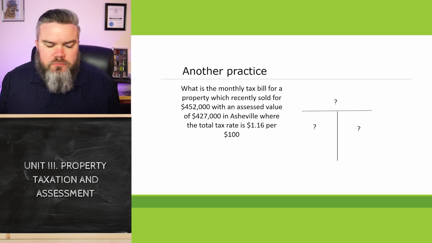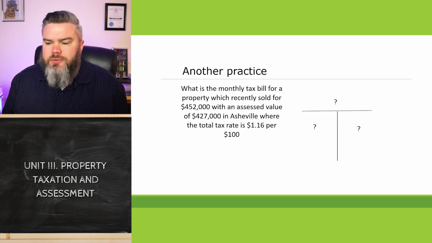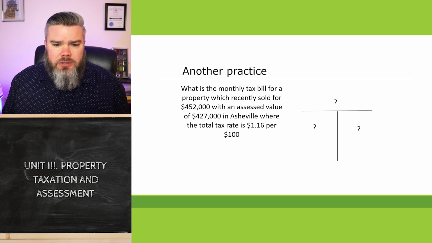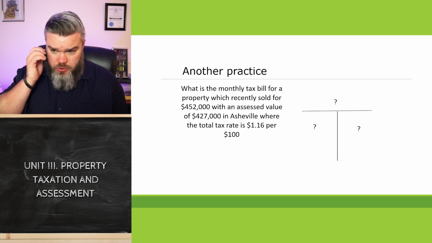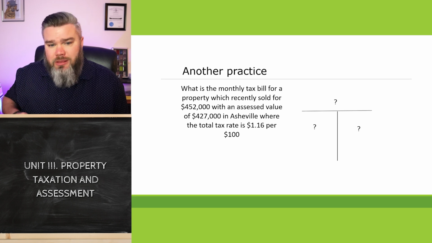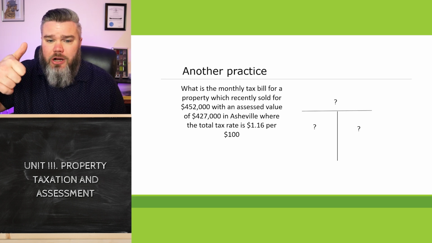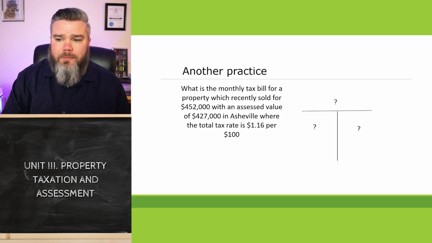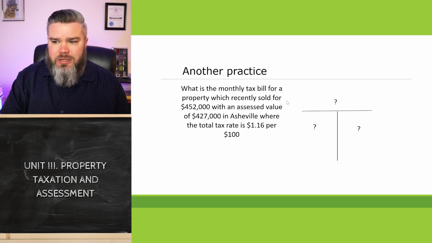So, let's talk about this, folks. I told you in the last one, it is very important to make sure you read the question and you analyze it. And for multiple reasons. You got to know what you're actually answering. You got to know what you need and what you don't need. So the question is, what is the monthly tax bill for a property which recently sold for $452 with an assessed value of $427 in Nashville, where the total tax rate is $1.16 per 100?